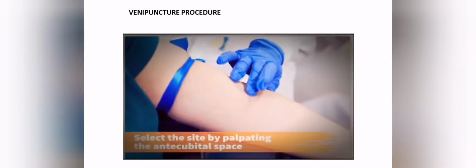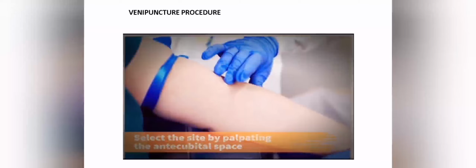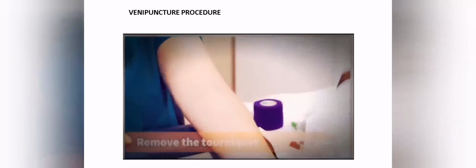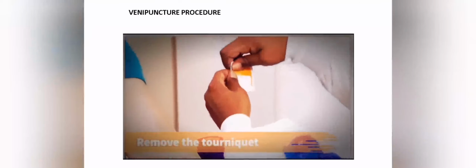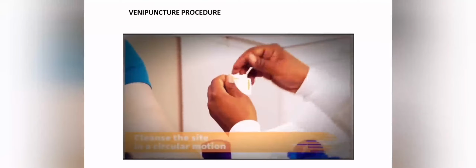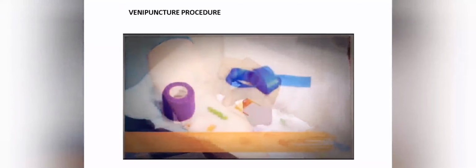Select the site by palpating the antecubital space. Use the index finger to trace the path and judge the depth of the vein. The most commonly used vein is medial cubital, basilic, and cephalic vein. Remove the tourniquet. Cleanse the site in circular motion with an alcohol swab. Assemble the equipment on your non-dominant side.